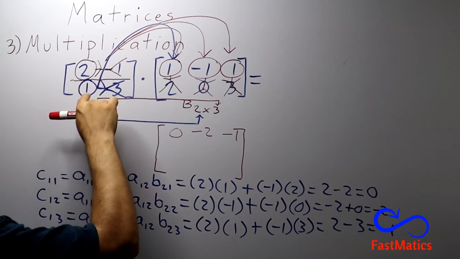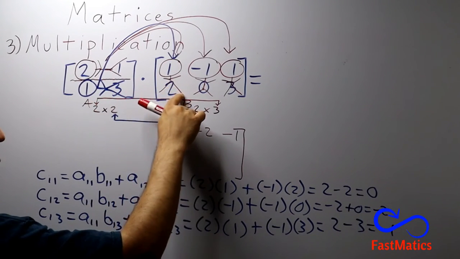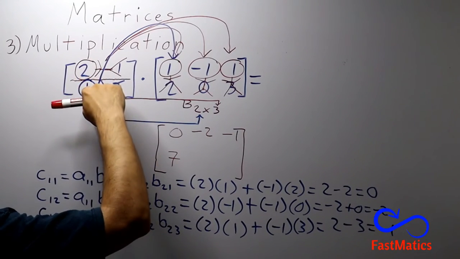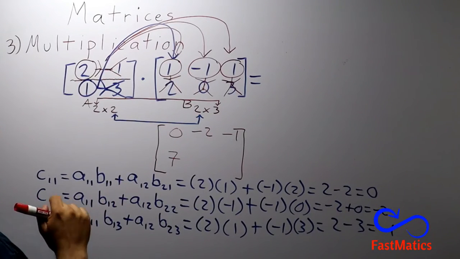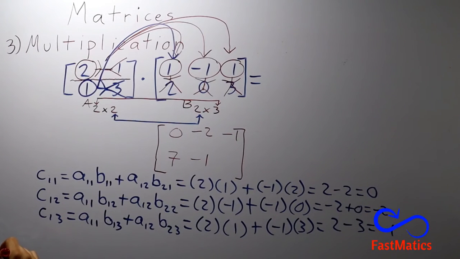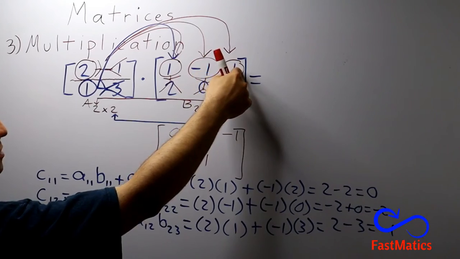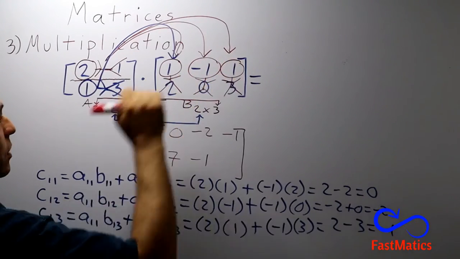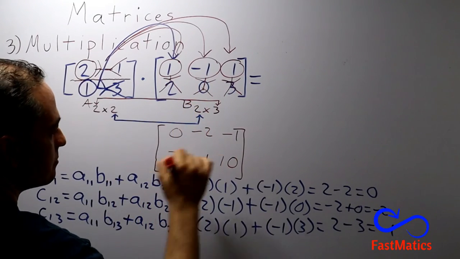Then 1 times 1, 1, plus 3 times 2, 6. That is 7. Farther, 1 times -1, -1, plus 3 times 0, 0. That is -1. And finally, the number that is on the head times the number that is on the head, plus the number that is on the feet times the number that is on the feet. 1 times 1 is 1, plus 3 times 3 is 9, that is 10.